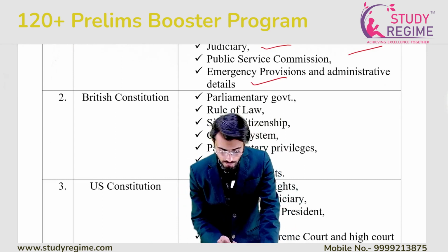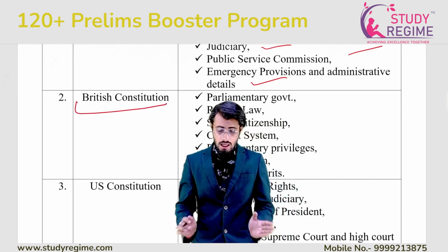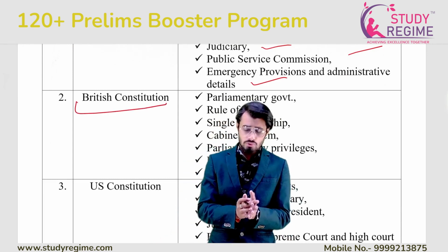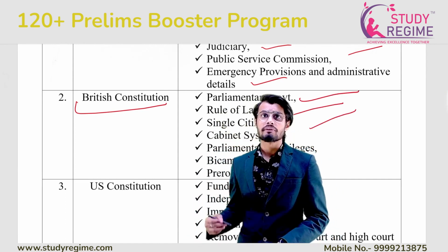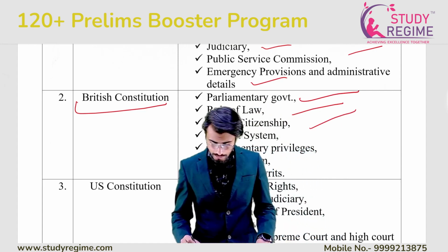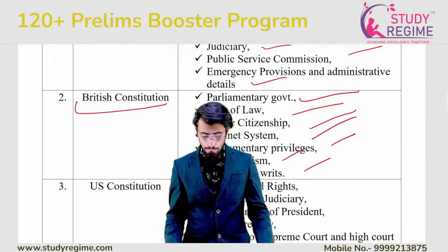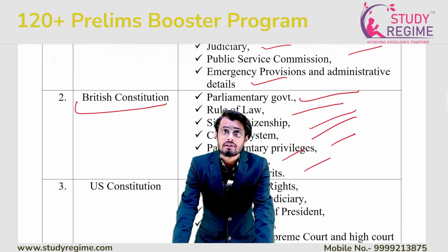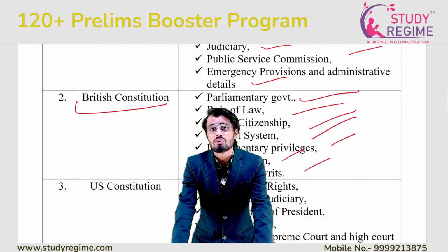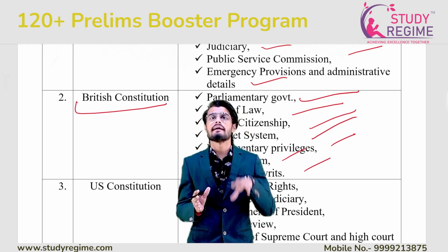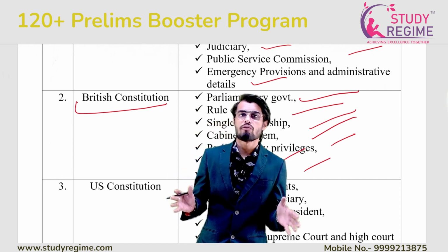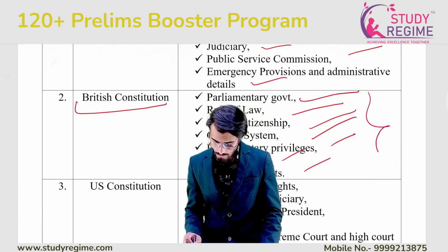Number 2, British Constitution. We have derived a lot of things from the British Constitution, that is parliamentary government, rule of law, single citizenship, cabinet system, parliamentary privileges, bicameralism and prerogative writs. See, all these basic things in one sentence we can say that we have mainly derived the parliamentary form of government in which all these things are a feature.